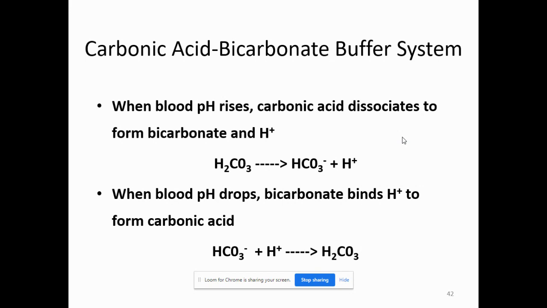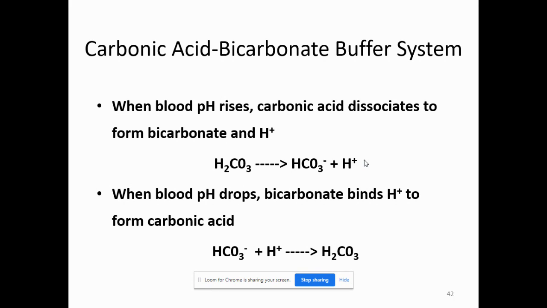So when the blood pH rises, carbonic acid dissociates to form bicarbonate and hydrogen ions. If your blood pH rises, what happens? It's becoming more basic. Well, what do you need in order to lower that basic solution? You need hydrogen ions. Well, there you go. When the blood pH drops, what do you have more of in solution? You have more hydrogen ions. So what does your body have to get rid of? It has to get rid of those hydrogen ions.